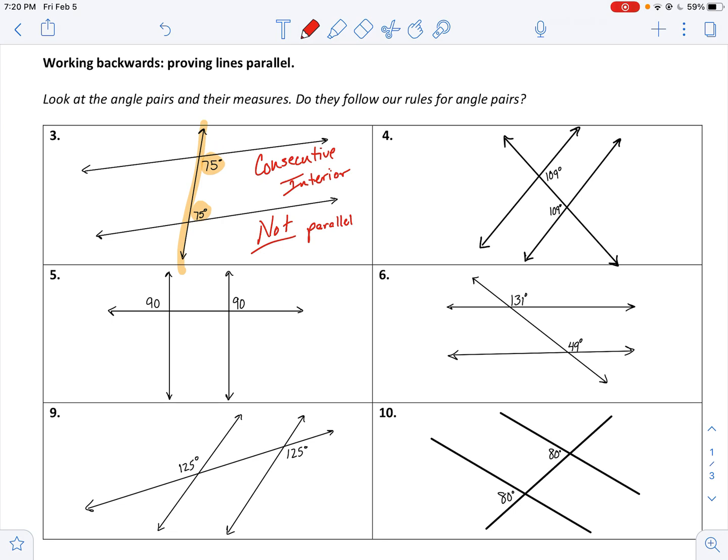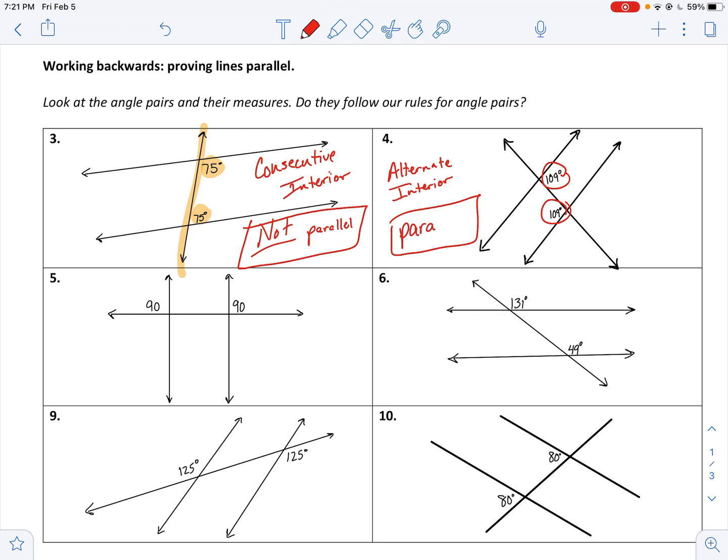All right, number 4 here, I've got 109 and 109, and it looks like they are inside again. So these are interior. And they're on opposite sides of that transversal, so these are alternate interior. And since they're alternate interior, they should be the same measure. And they are. They follow our rules. So those two lines are in fact parallel because my angle pairs follow the rule.